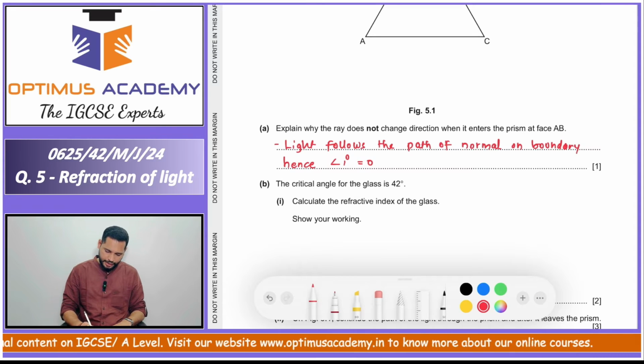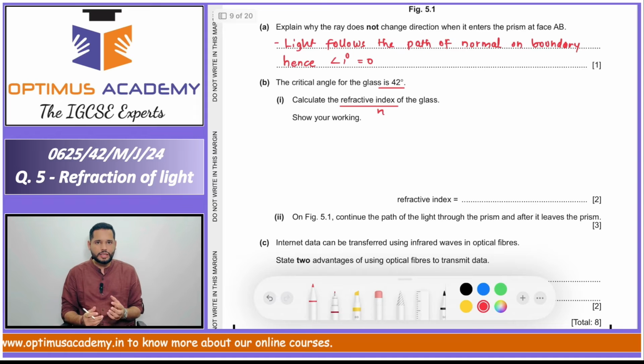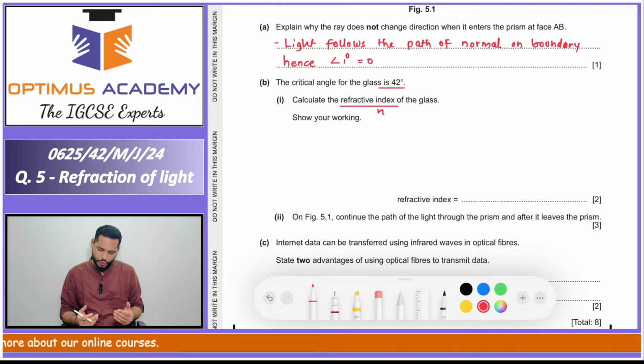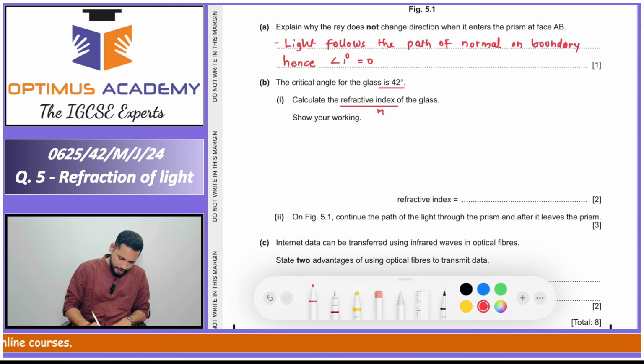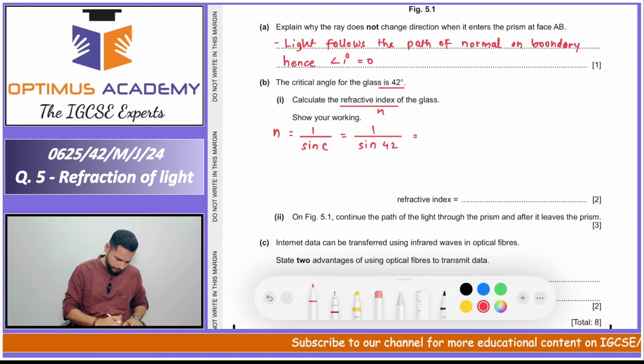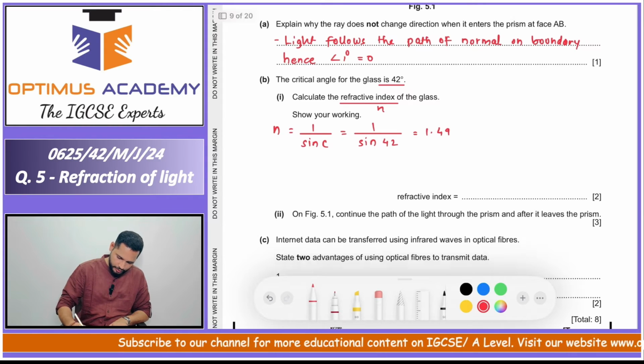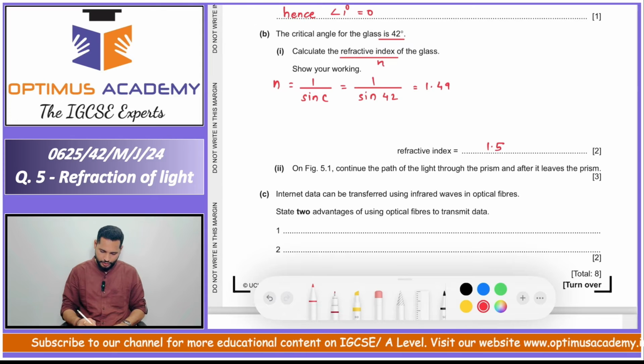Question B says the critical angle for the glass is 42 degrees. Calculate the refractive index of the glass. Show your working. What is the formula that links refractive index with the critical angle? The formula is n equals 1 upon sine c. So if I have to find n, I can simply substitute the value of critical angle. It is 1 upon sine 42. The answer that we get is 1.49. We can write it as 1.5.